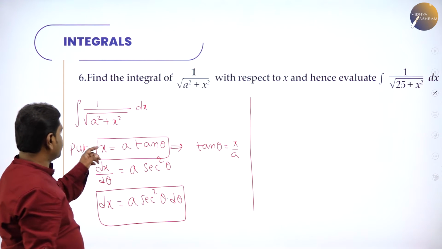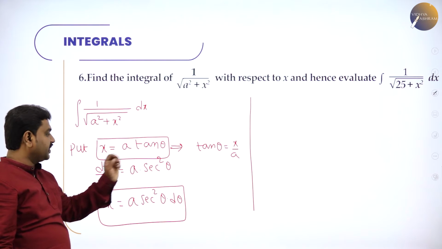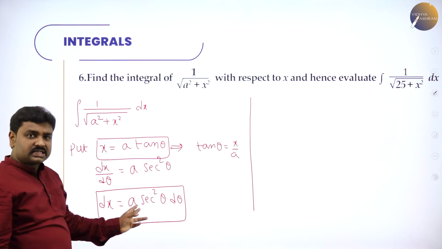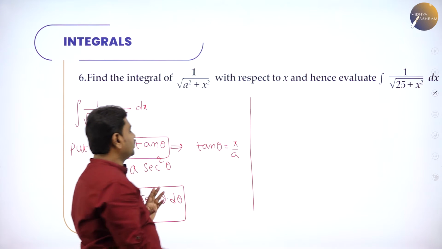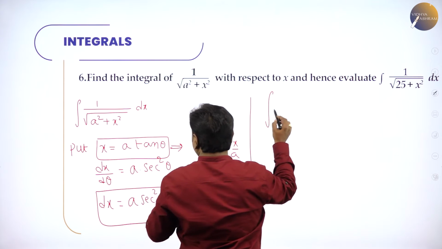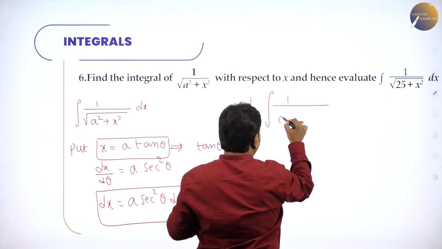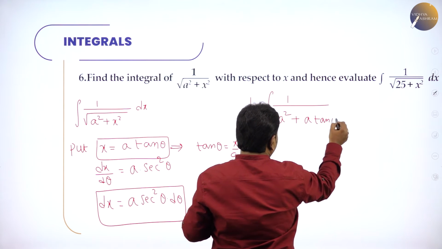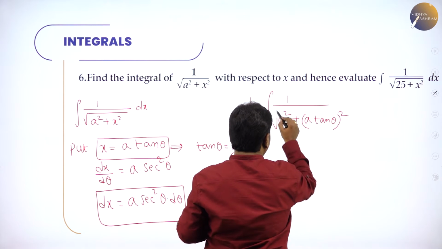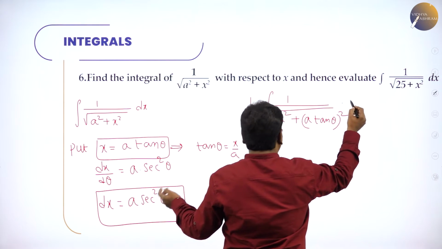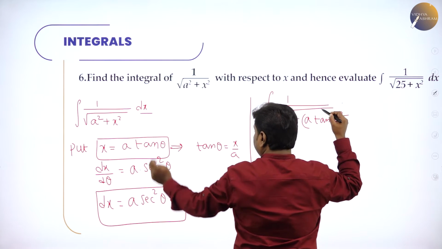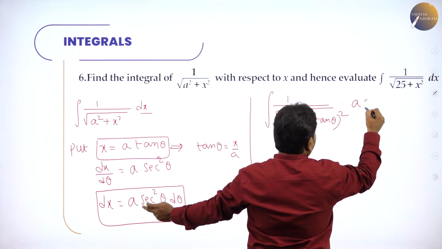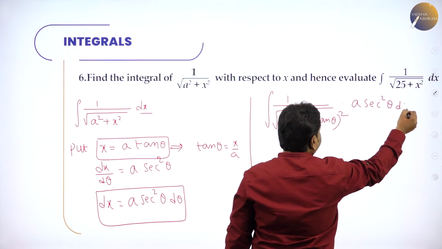So now we'll do these two substitutions. In the place of x put what? A tan theta. In the place of dx put what? A secant square theta d theta. So now the given problem becomes integral of 1 divided by root of a square plus, in the place of x, a tan theta the whole square, and the numerator becomes, instead of dx we have the dx value, that is a secant square theta d theta.